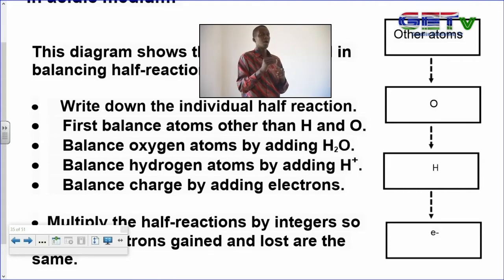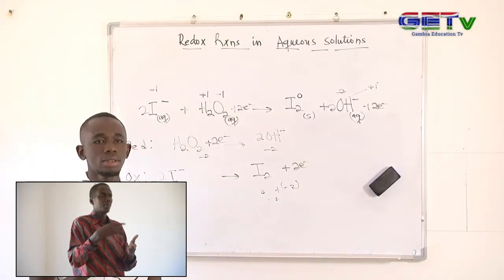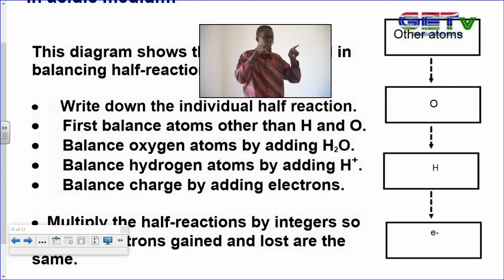Now, the first step is to write down the individual half reactions. That is, when you are given any redox reaction, you first write the individual half reactions. And again, you first balance atoms other than hydrogen and oxygen. That is, you balance the other atoms. Balance oxygen atoms by adding water molecules. Because this is acidic medium, if you are adding any other species that is not given, it's going to be hydrogen ions and also water molecules.